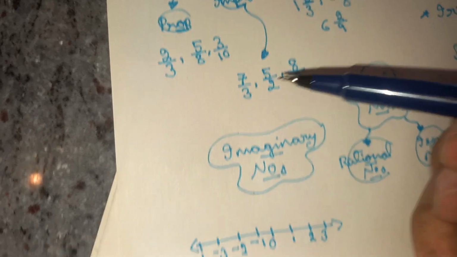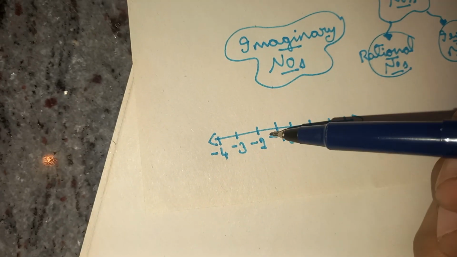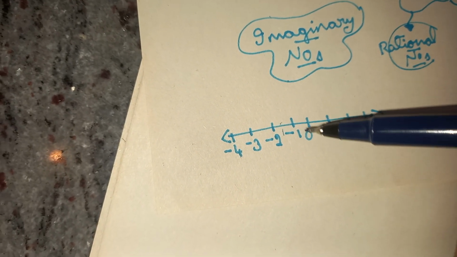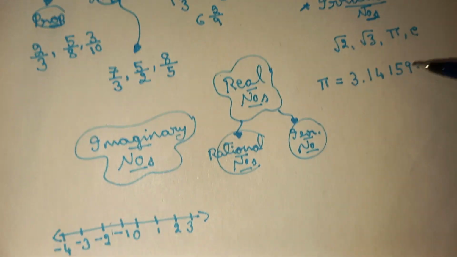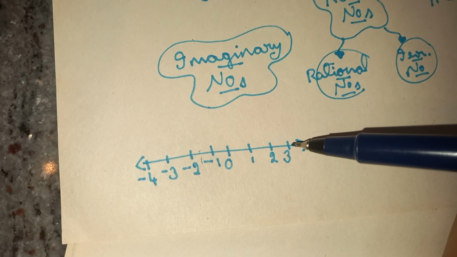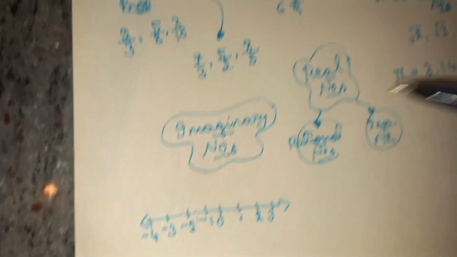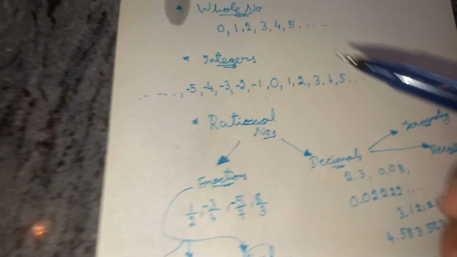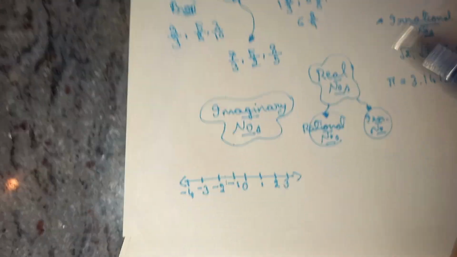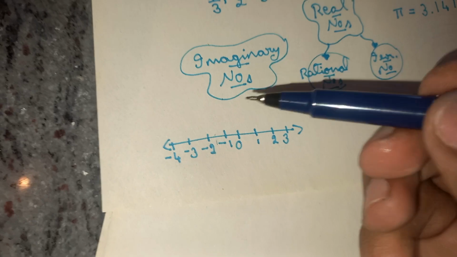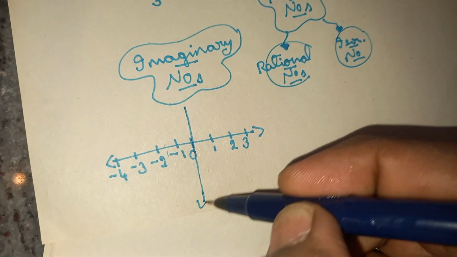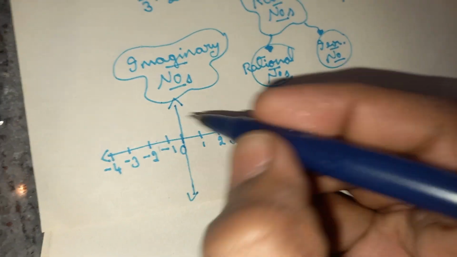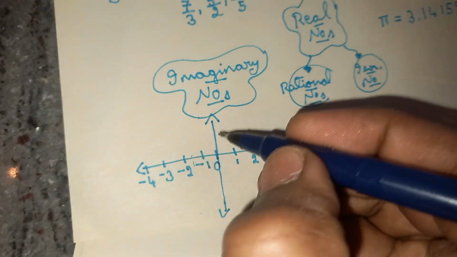If you take 5 by 2, which is 2.5, it comes here. Or if you take minus 2 by 3, it comes here. And even if you take an irrational number like pi, 3.1415, you can't point it out exactly, but it approximately comes here. You can place all the real numbers on this number line: rational, irrational, whole numbers, decimals, fractions, integers. But the numbers which don't exist on this number line and exist in an imaginary line, completely different from this normal line, are known as imaginary numbers.